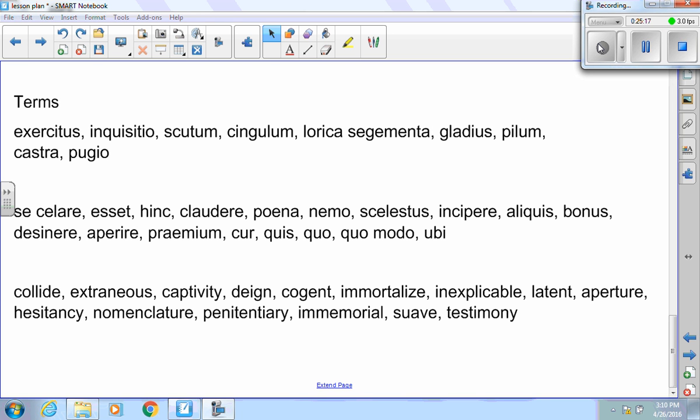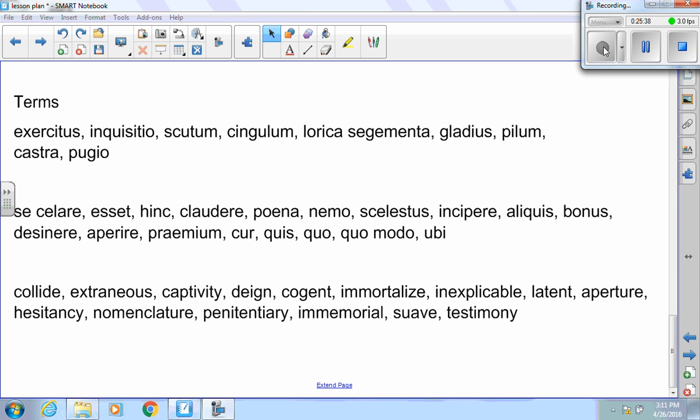Latin words that we need to be aware of. Say calare, to hide. Esset, that's the imperfect subjunctive of sum. Hinc is here. Claudera is to shut. Bueno is a penalty. Nemo, no one. Scalestus is wicked. Incipera is to begin. Aliquis is someone. Bonus is good. Decenera, stop. Apere is to open.